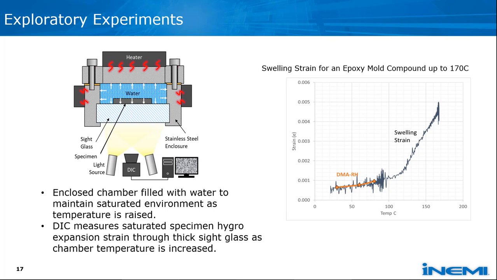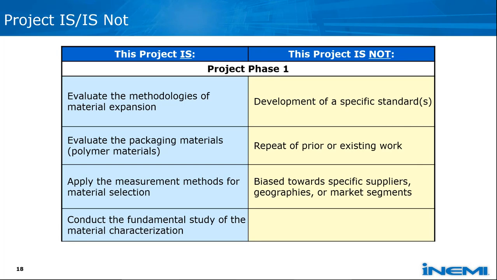Okay, next page. So just to clarify what this project is and is not, it is an evaluation of measurement metrologies for material expansion, and it will focus primarily on packaging polymeric materials. It's a measurement that can be used for modeling, for material formulation improvement, and for material selection, risk assessments, and fundamental studies. It's not a development of a specific standard. It's not a repetition of existing work, nor is it biased towards any specific supplier or market segment.